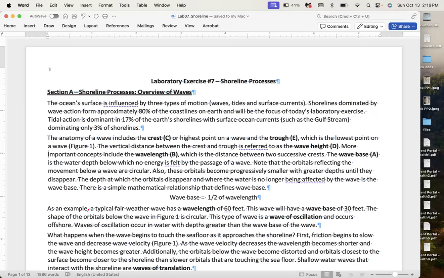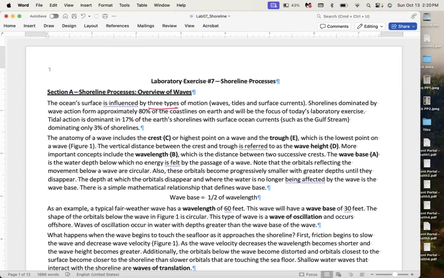So we'll just begin. What I don't cover here is what you can easily get from just reading the exercise. I'm going to hit basically the highlights. The first paragraph is going to tell you that the ocean surface is influenced by three types of motion. And these are the waves, the tides, and the surface currents. And of course, these are what we're going to look at.